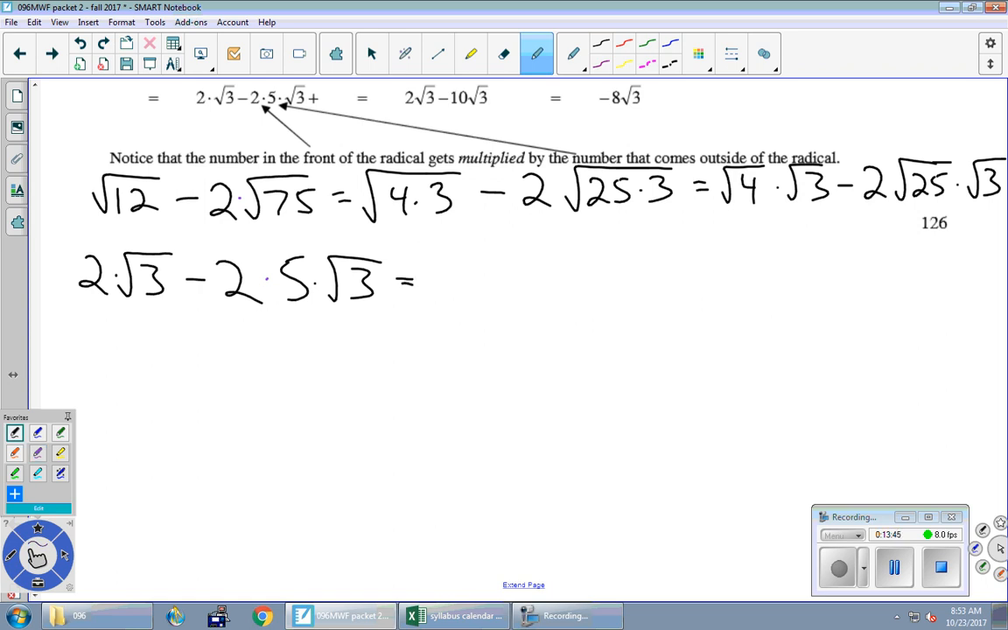Okay, let's wrap this one up. 2 square root of 3 minus 10 square root of 3. And there is one last step. Because that square root of 3 is exactly the same in both, we can smush these 2 things together. It's like terms. Anybody have a guess?